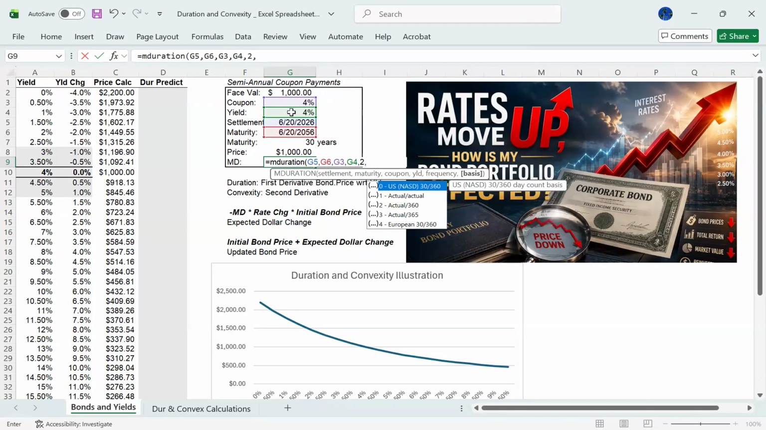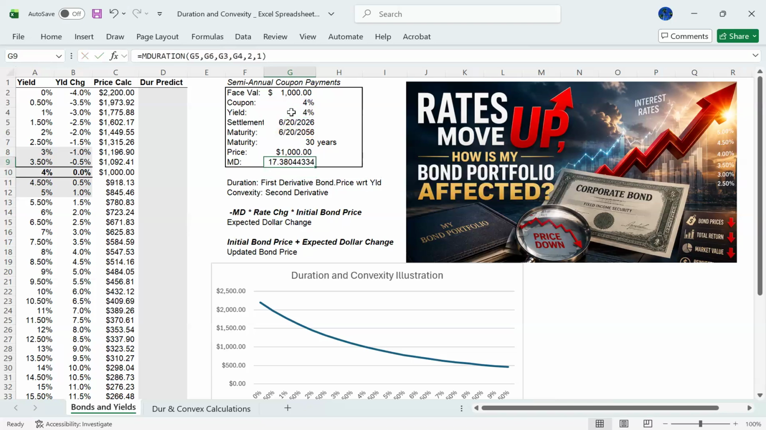And then we choose one, actual. So we are going to use the actual number of days in order to calculate the present value. Okay, in a banking framework, sometimes the 30/360 is used, but in finance, most of the time, we use the actual number of days to get present value. So now we get that the modified duration here is 17.38.